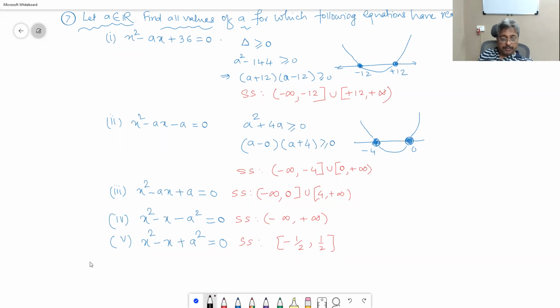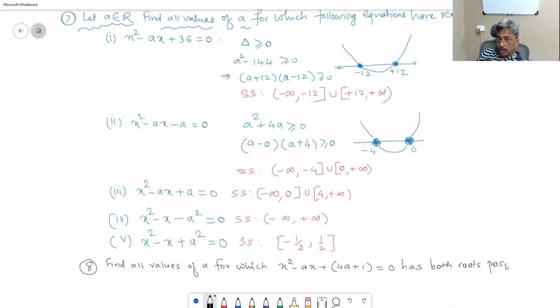Question number 8. Find all values of a for which x square minus ax plus 4a plus 1 is equal to 0 has both roots positive. I'll give you sufficient time.